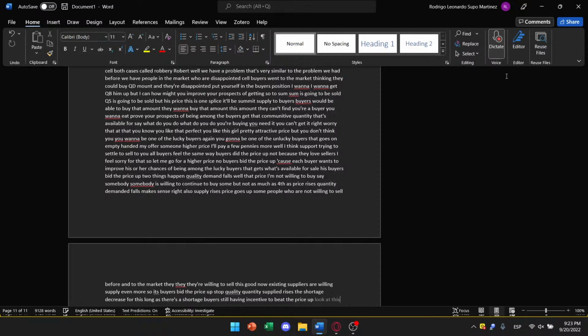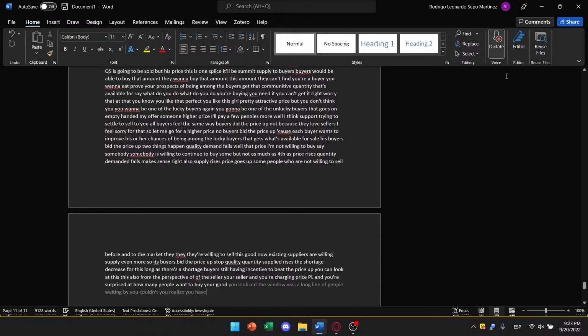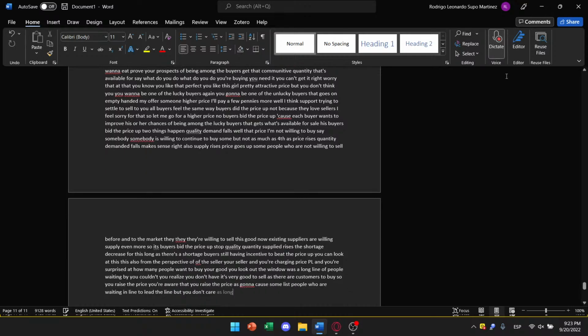You can look at this also from the perspective of the seller. If you're a seller and you're charging the price of PL, and you're surprised at how many people want to buy your good. You look out the window, there's a long line of people waiting to buy your good. You realize you don't have as many goods to sell as there are customers to buy. So you raise the price. You're aware that if you raise the price, that's going to cause some of those people who are waiting in line to leave the line, but you don't care. As long as there's enough people left who are willing to buy your good, you're going to raise the price.